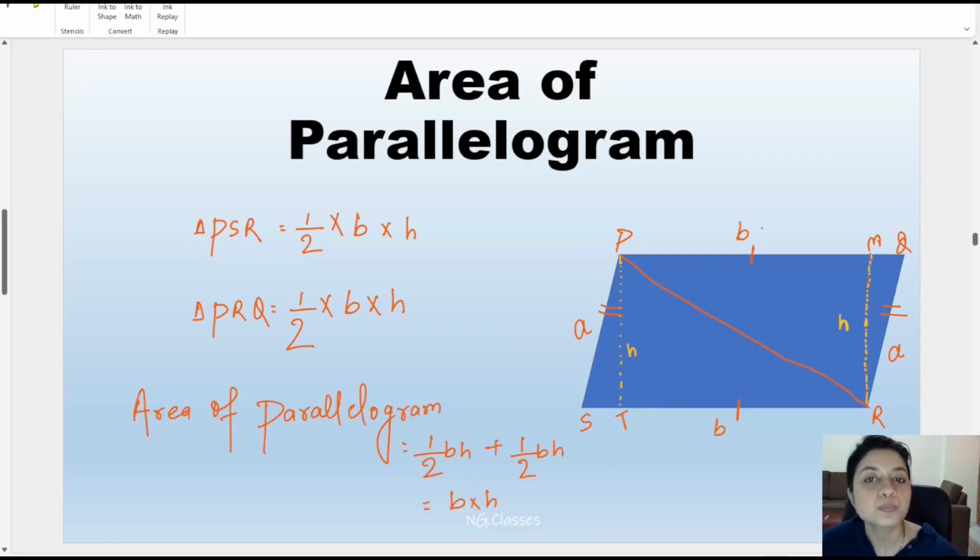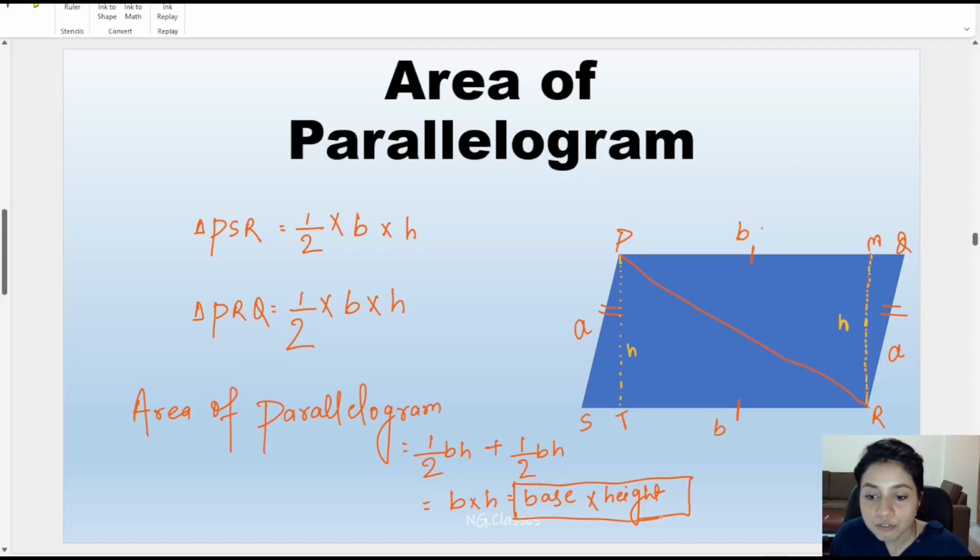So 1 by 2 BH plus 1 by 2 BH will be only BH, which can also be written as just base times height. And this way, this base times height, this is the formula for area of the parallelogram.